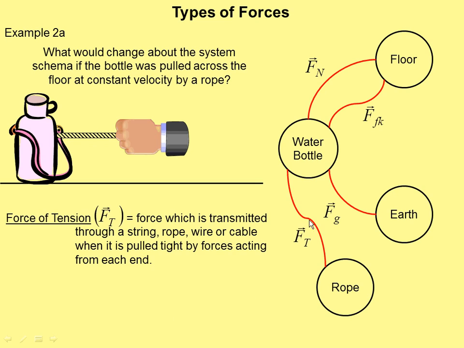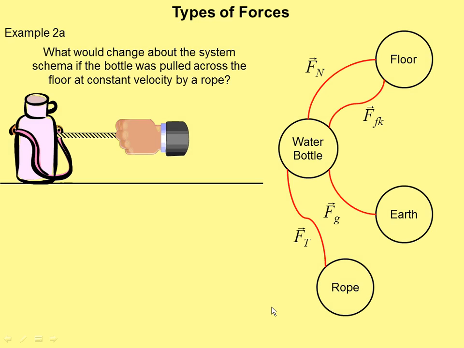Any other interactions going on here? Well, I'm still there. But am I pulling on the water bottle? No, I'm pulling on the rope. So there's an interaction between me and the rope that would be an applied force. Well, if we're trying to focus on the water bottle, am I actually interacting with the water bottle? No, I'm interacting with the rope. The rope is interacting with the water bottle. So this applied force isn't really going to be part of our analysis of what's going on with the water bottle. And so there's now only 4 forces left.